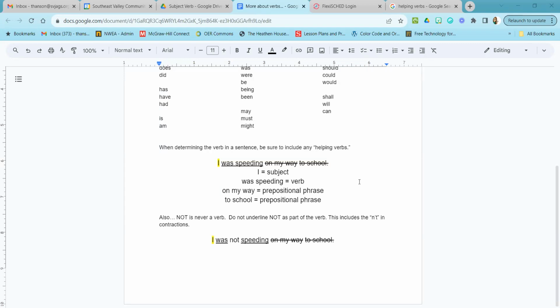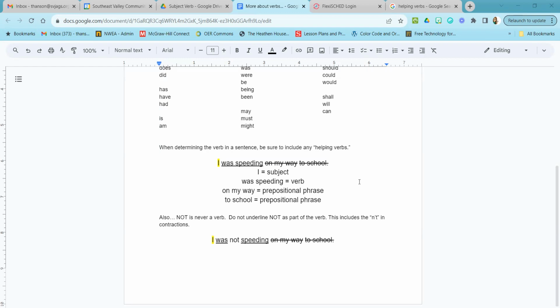So you notice the sentence, I was speeding on my way to school. In this case, we learned that we get rid of the prepositional phrases like on my way and to school so that we don't look at those. They're not really part of the sentence, and that helps us to determine the subject and the verb. In this case, the who of the subject is I, and so that is your subject, and was speeding is your verb. And you notice that I've underlined both was and speeding.